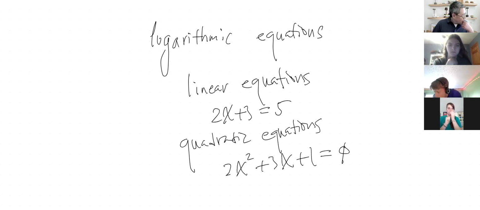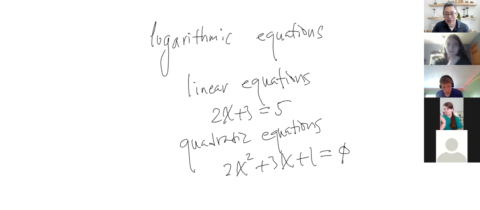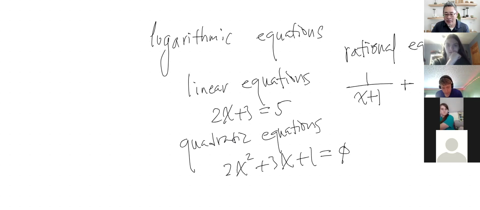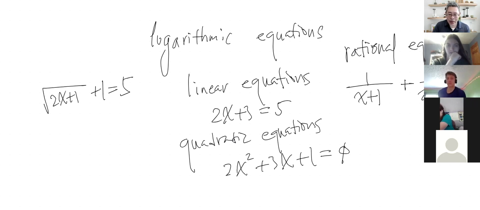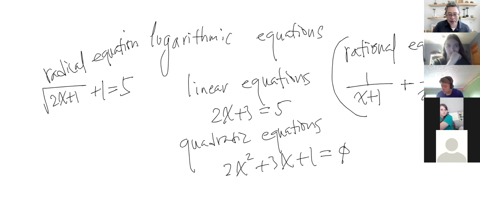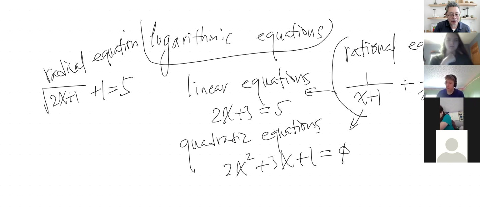That's a quadratic equation. And then we also have rational equations, something like, say, 1/(x + 1) + 1/(x - 1) = 0, things like that. And also radical equations, which have the radical sign, something like this. The trick for solving rational and radical equations is to change them to either linear or quadratic equations. Similarly, when we do logarithmic equations, we're going to change them to either linear or quadratic equations.